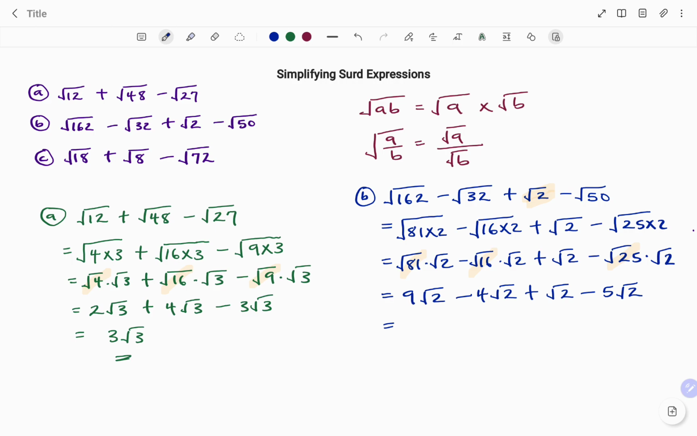I'm going to do a double check on that. I have 9 root 2 minus 4 root 2, that will give us 5 root 2, plus 1, there's an invisible 1 here, 1 root 2, that's 6 root 2, minus 5 root 2, we're left with 1 root 2. So our answer is 1 root 2 or root 2. Let's look at our last example.